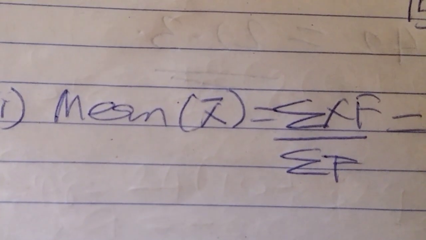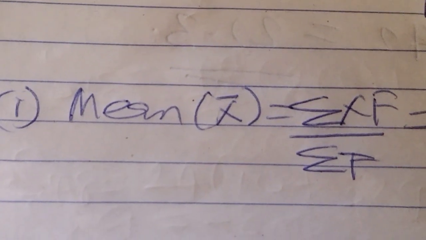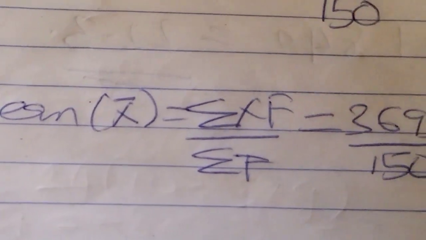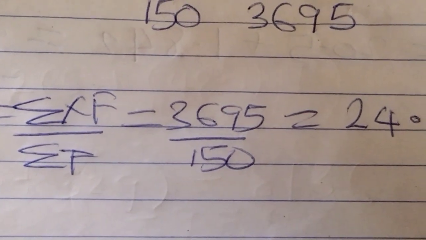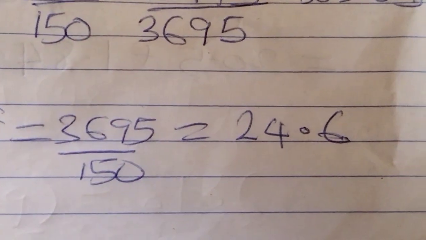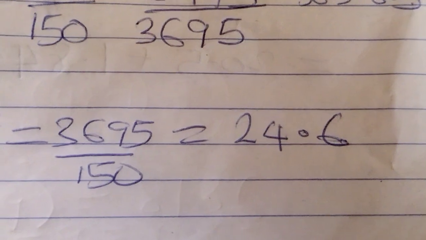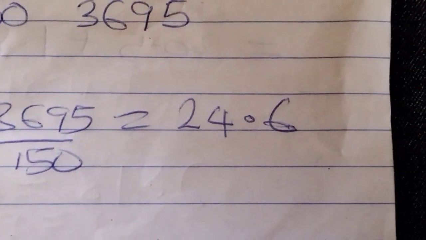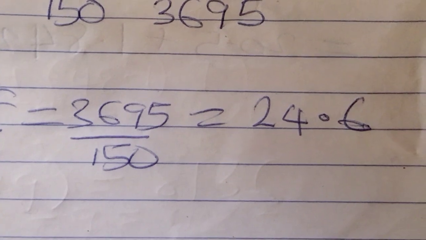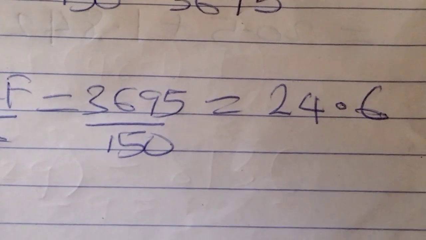Now let's look for the mean. With the first question, we have to find the mean score. That is x bar equals sum of xf all over sum of f. That gives us 3695 over 150, and that gives us 24.6. That's our mean, 24.6. So we'll go to the median score.